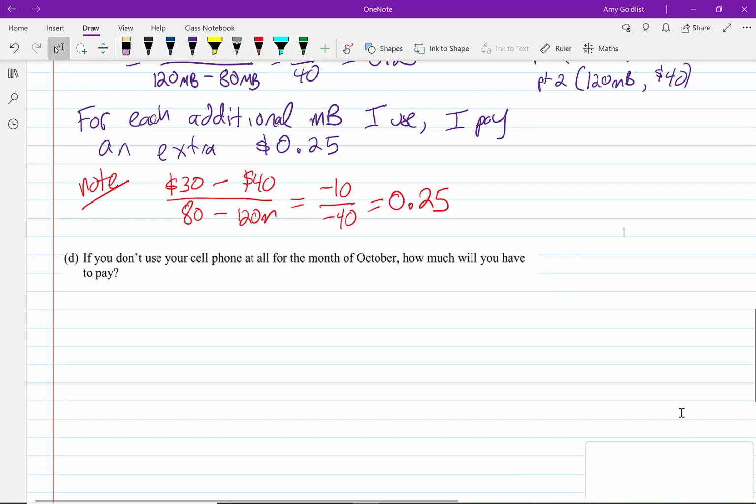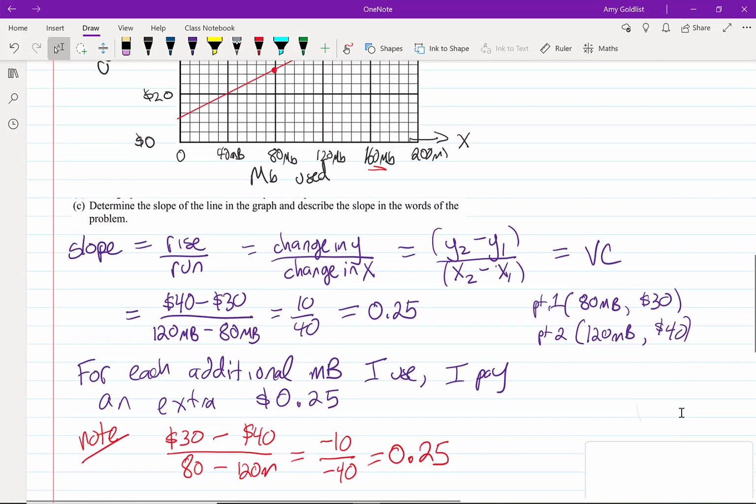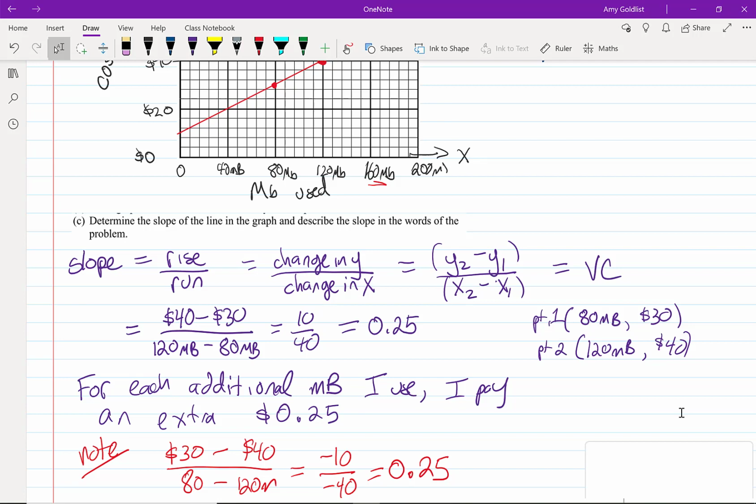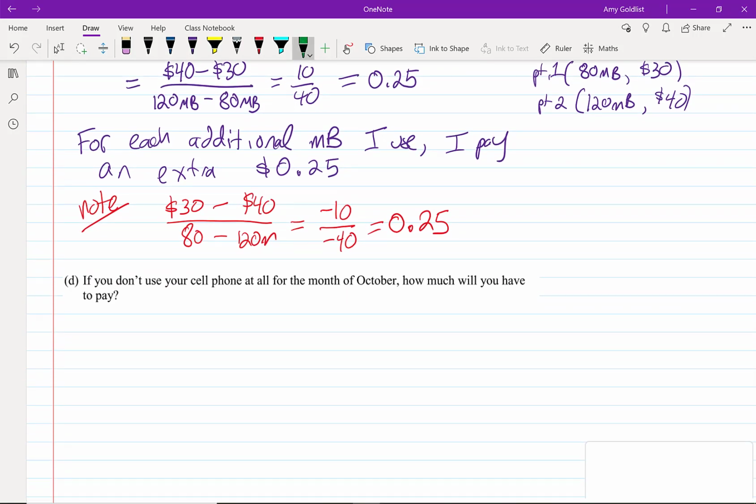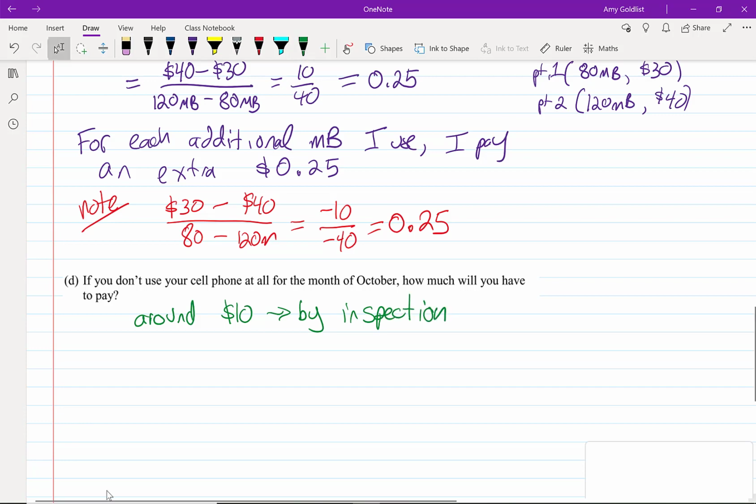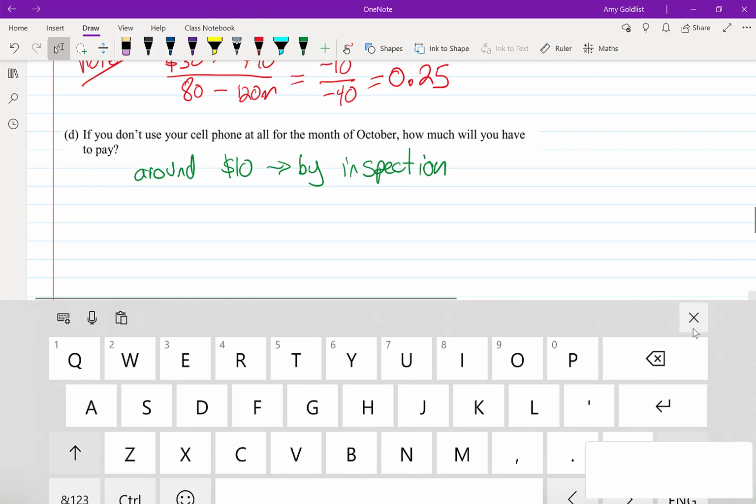If we don't pay our cell phone at all for the month of October, how much will you have to pay? Well, let's scroll up and look at that. For 0 megabytes, we have what is the intercept. It looks like somewhere around halfway between 0 and 20. So I'm going to go with around $10. I'm going to call this by inspection, which means I looked and I didn't do any actual arithmetic.